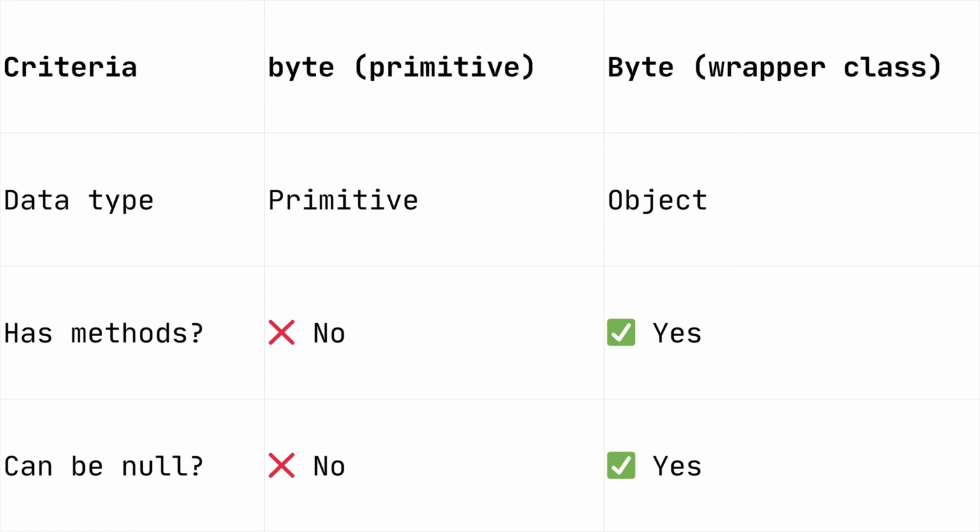Let's talk about the data types first. The byte is a primitive type, simple and basic. On the other hand, Byte with a capital B is an object, part of what's called a wrapper class.